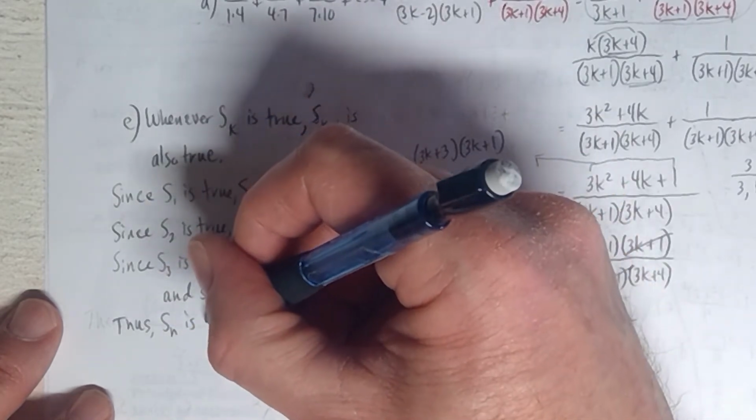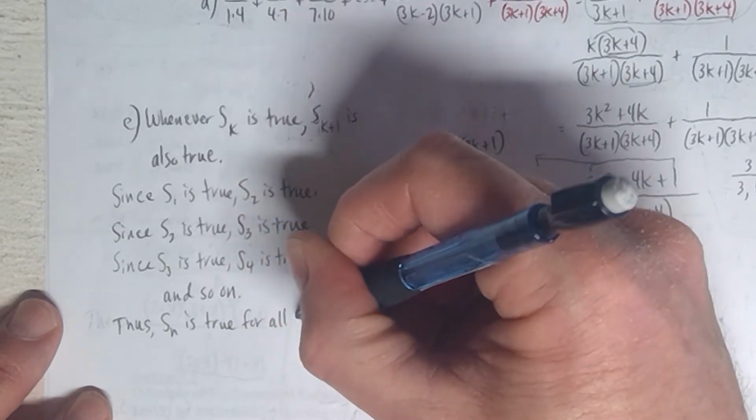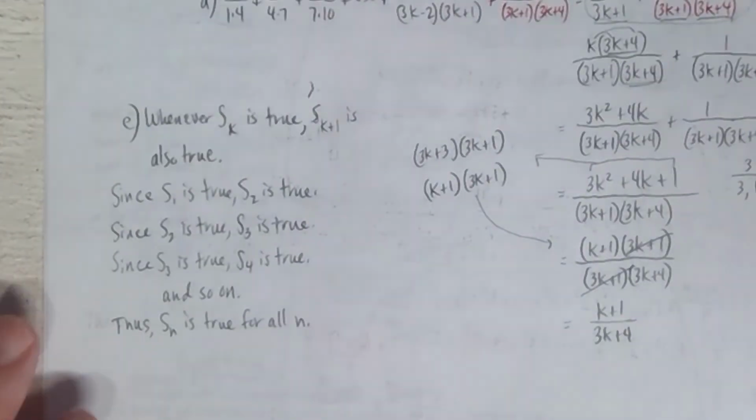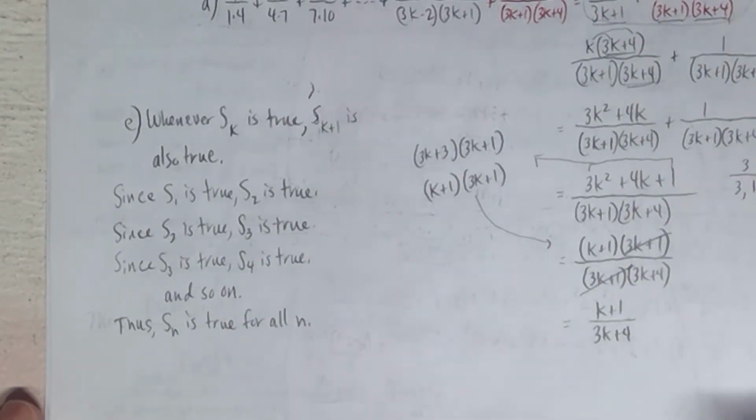Thus, SN is what? Is true for what? For all n. Okay? And that concludes the last problem right there.